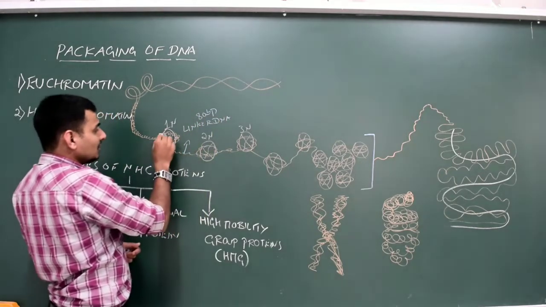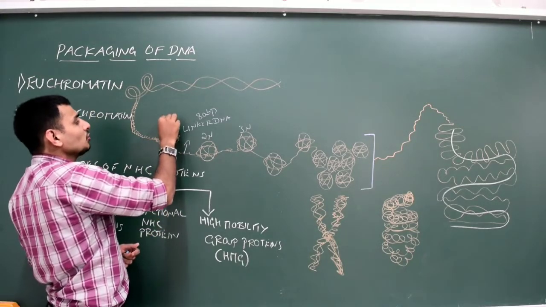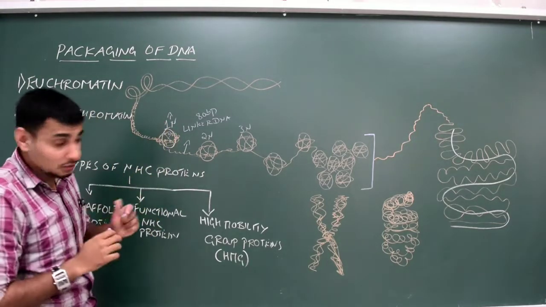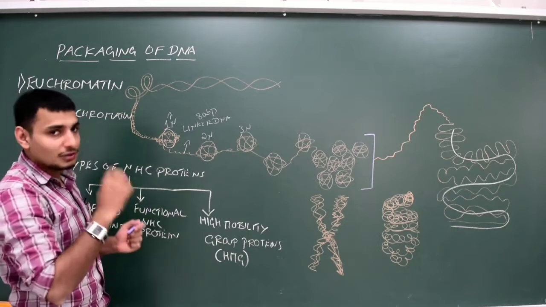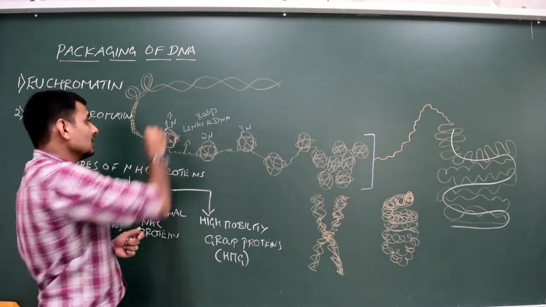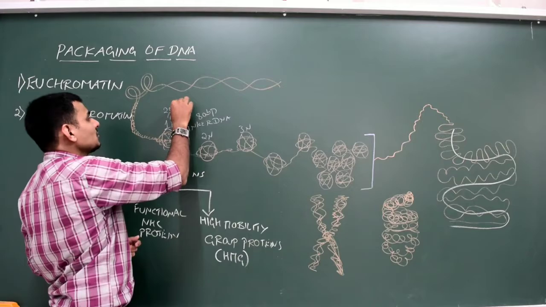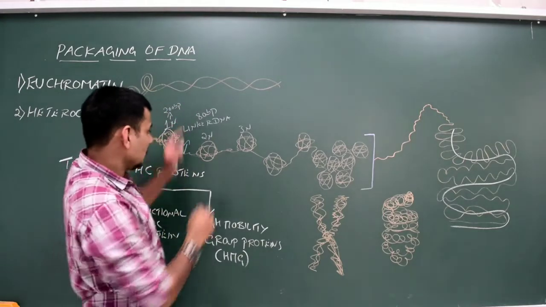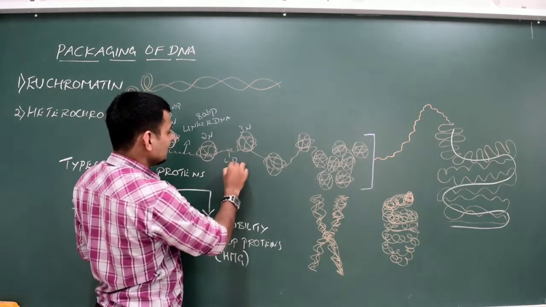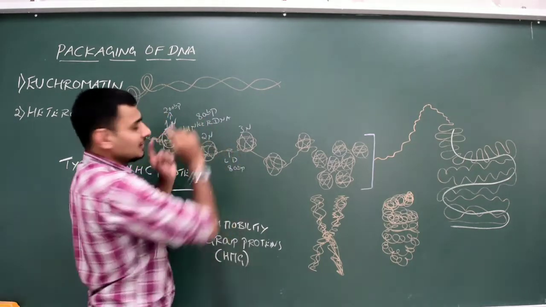Whereas in this case, the DNA which wraps around one nucleosome, or you could say the DNA which wraps around the histone octamer, that is 200 base pairs. Please remember it, very important for NEET. Okay, so this is linker DNA, the linker DNA is 80 base pairs, like that it goes.